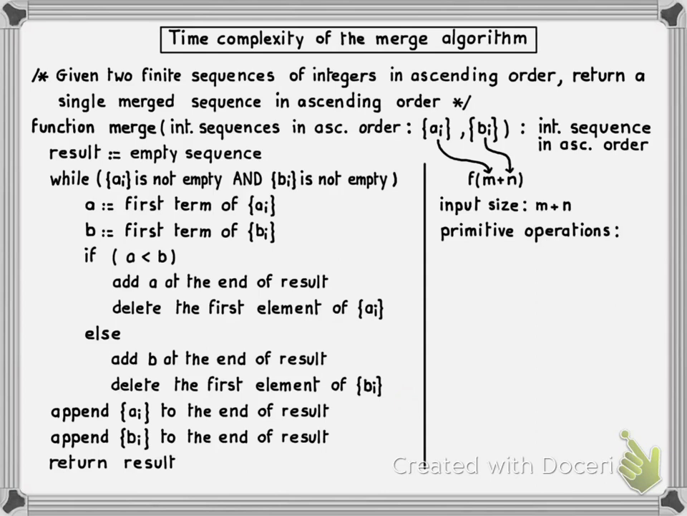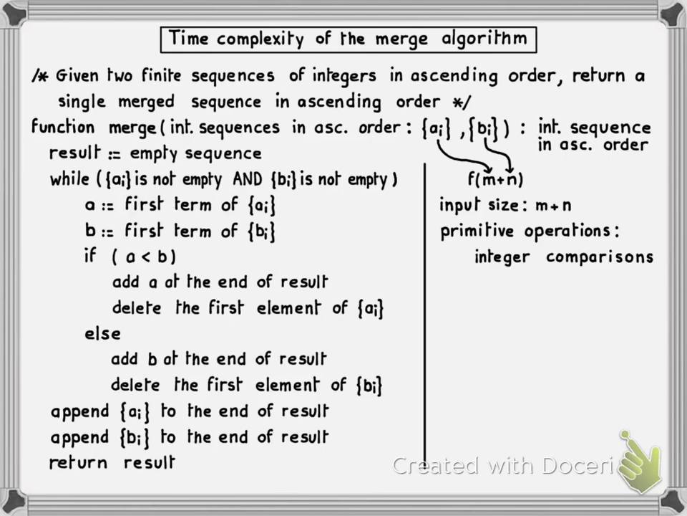So now all we have to do is to pick a primitive operation that executes a number of times that's proportional to the number of iterations in the while loop. And it turns out a good choice of a primitive operation would be, say, this operation right here, the comparison in the Boolean expression of the if statement. So in conclusion, we're going to count the number of times that the while loop is executed, and more specifically, say, the number of integer comparisons.